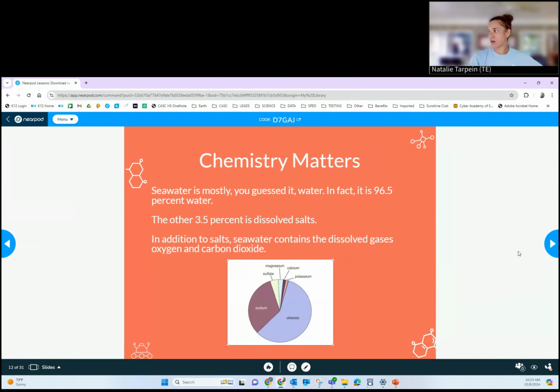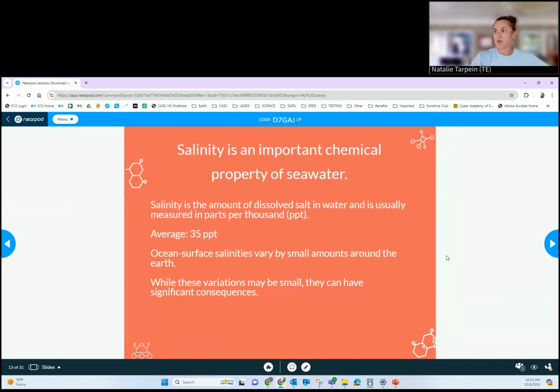Also, you may have heard of it as 35 parts per thousand. And that's another way that you can measure just how much of any given solute is in a solvent: parts per thousand, or you may have heard of parts per million. So 3.5%, percent is per 100, or 35 per thousand, parts per thousand.